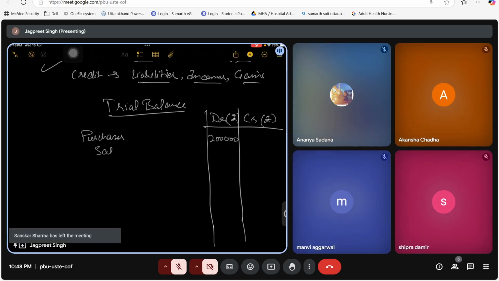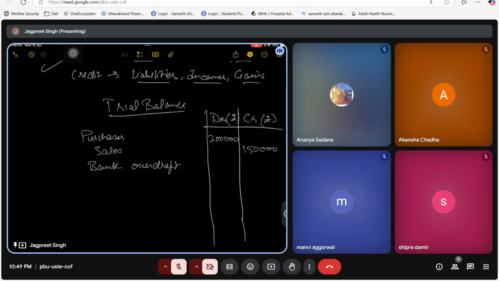Suppose I have sales of 1,50,000. Suppose I have a bank overdraft, a negative bank balance. So overdraft is a liability, and liabilities are recorded on the credit side. So suppose I have a liability of 20,000 rupees of bank overdraft. I have cash in hand, suppose 50,000 rupees. Cash in hand means the cash which is kept in the business, physical cash.